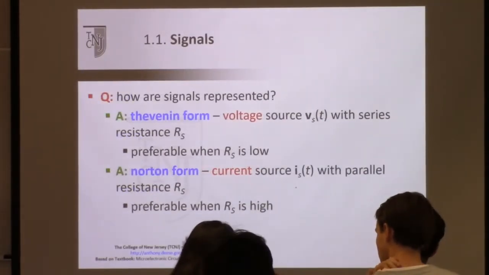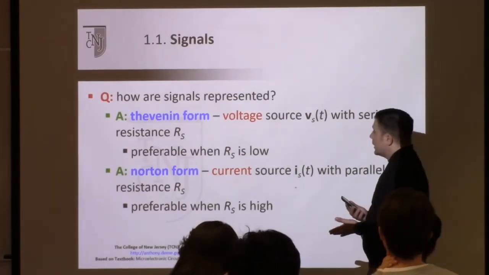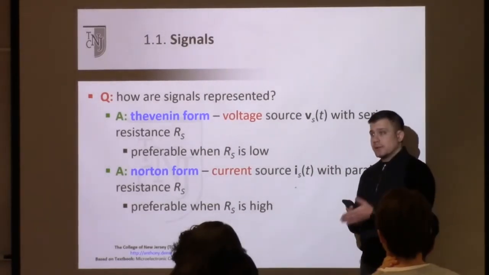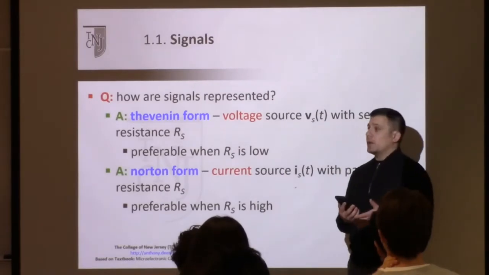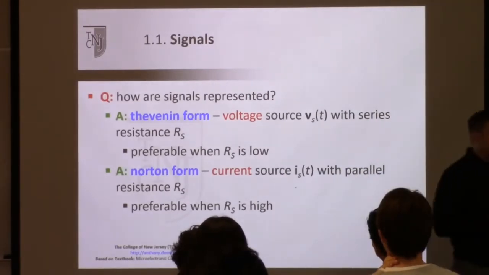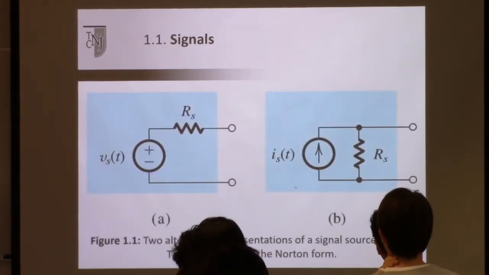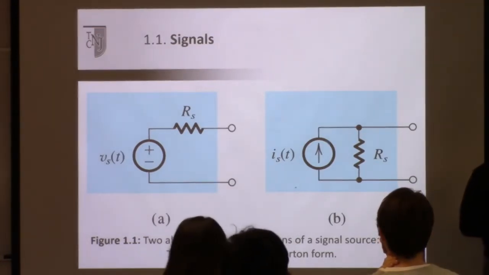How are signals represented? This should look very familiar. We have a Thevenin form as well as a Norton form. A Thevenin form is a voltage source in series with a resistor. A Norton form is a current source in parallel with a resistor. And here we have the figures. Again, nothing new here. We know from ENG212 that we can go back and forth between these two forms.